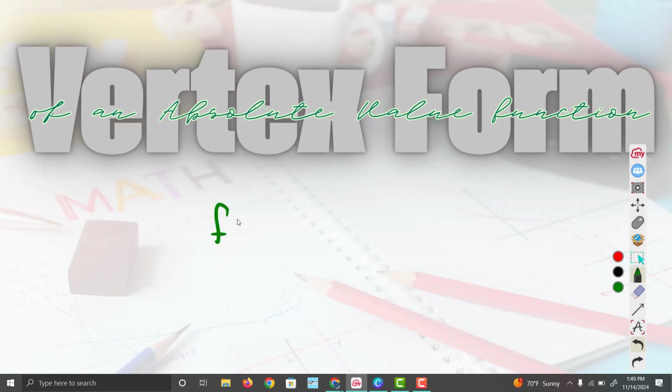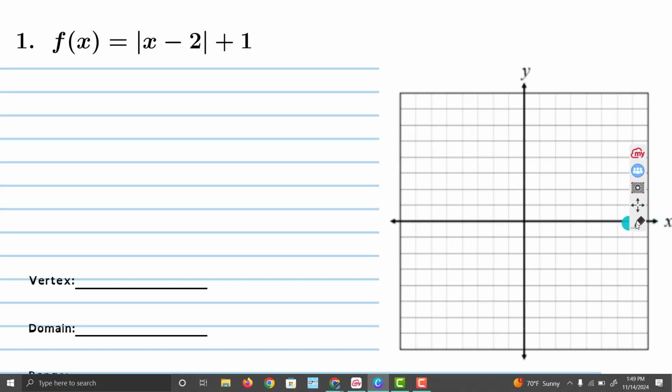is f of x is equal to a times the absolute value of x minus h plus k. That is the vertex form of an absolute value function. So now let's go ahead and go through doing a few of these.